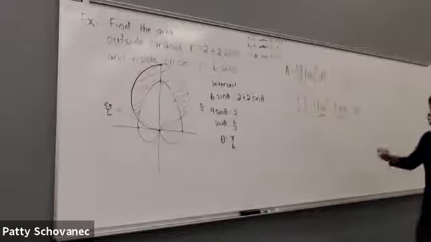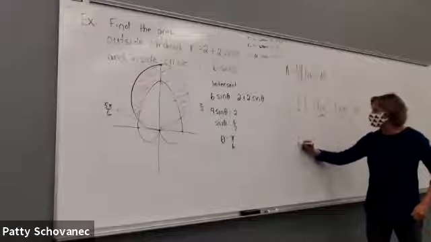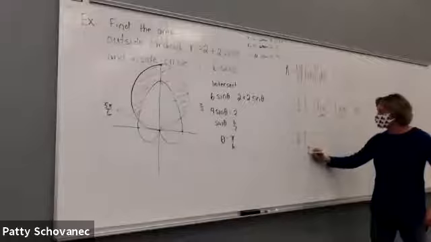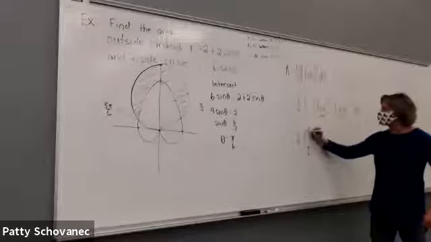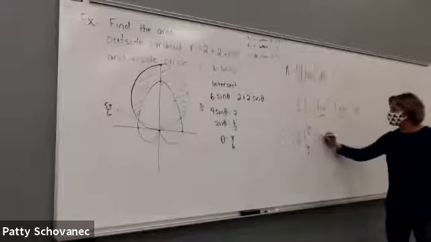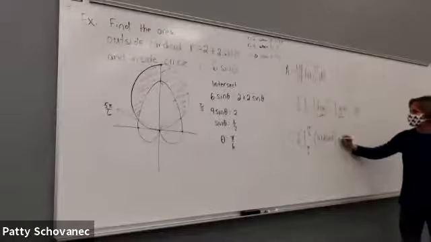So, the way we can set this one up is we can integrate from one point of intersection to the other. So from the smaller angle to the bigger angle. The outer one is the cardioid. And the inner one is the circle.